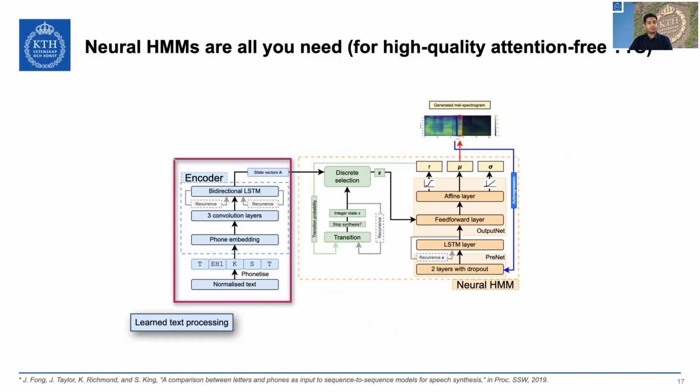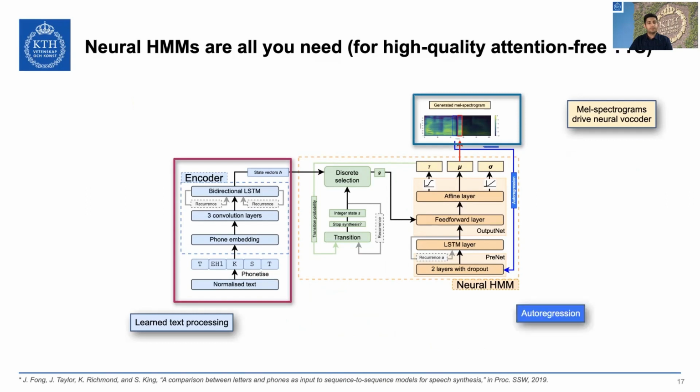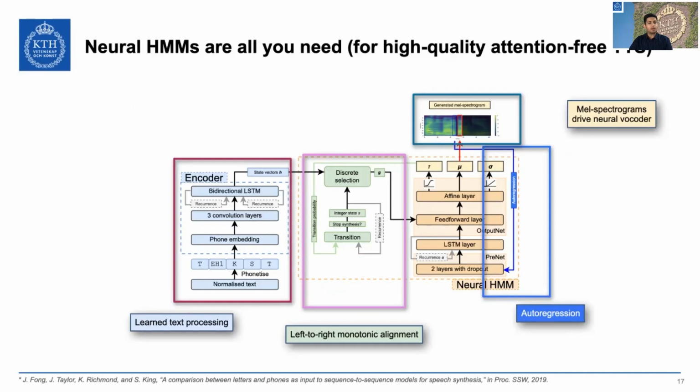We can take advantage of learned text processing. We can use neural vocoders for better signal quality. Autoregression removes the limitations of HMMs. And because we are now using a left to right no skip HMM instead of attention, we can force the alignment to be monotonic and synthesize all the inputs in order.